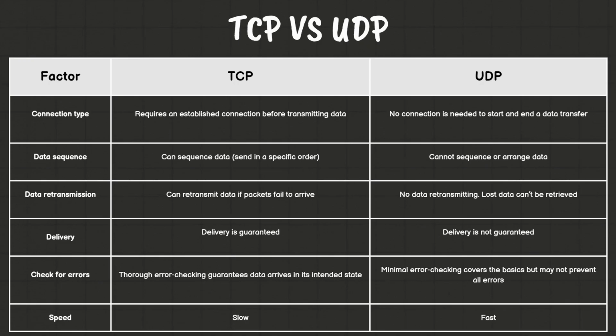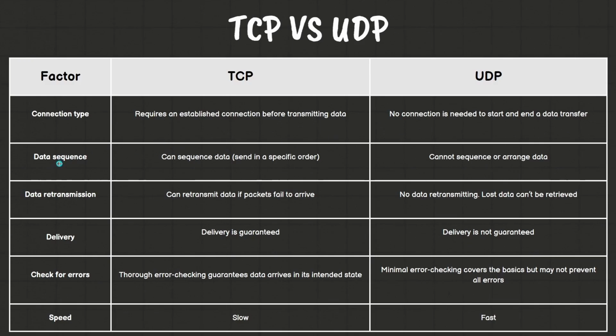I have listed the difference between both of them in this nice looking table, so let's go through each of the pointers one by one. Let's start with the connection type. TCP requires an established connection between a client and a server before transmitting any data. If there is no connection, no data will be sent. It is as simple as that. Talking about UDP on this, it is a connectionless protocol. Unlike TCP, no connection is needed to start or end a data transfer.